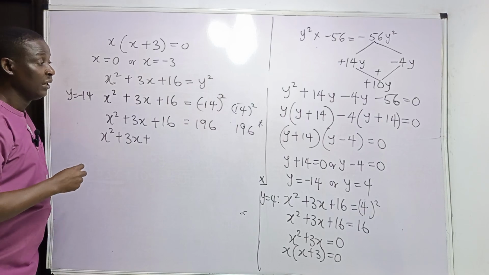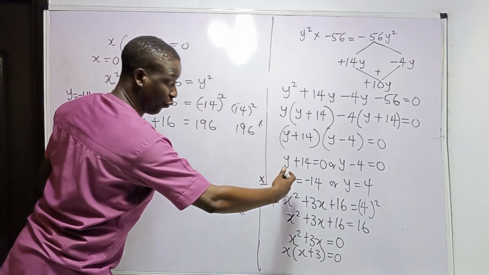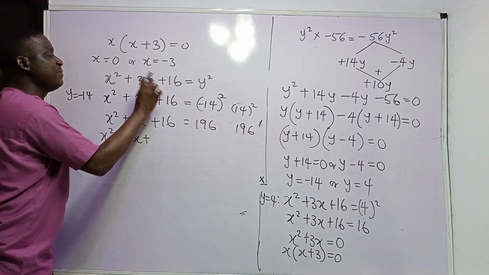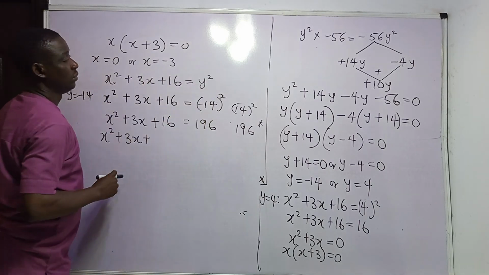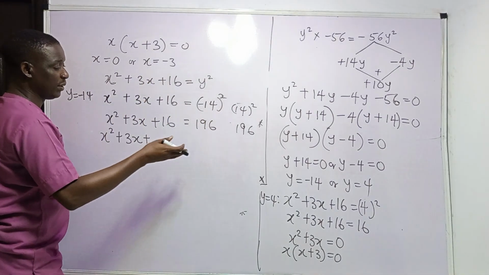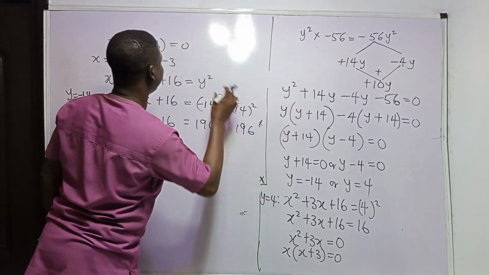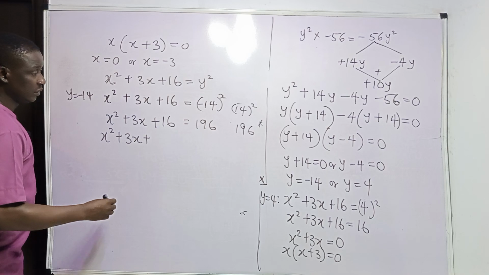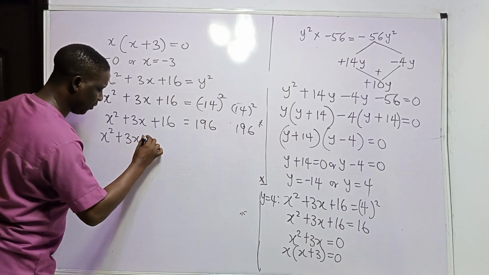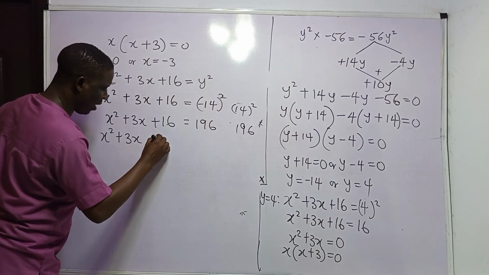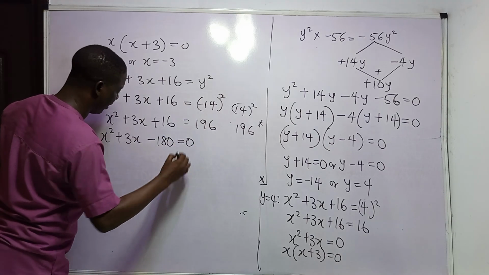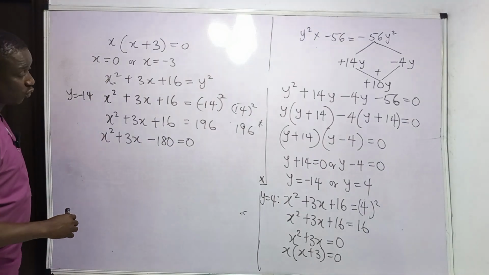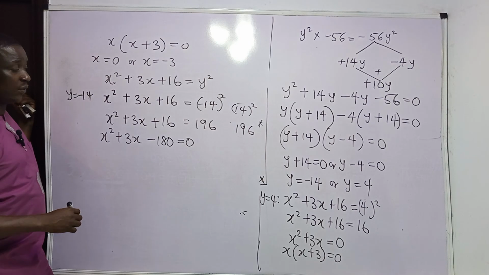equation given to us. So having gotten the two values of y, we now bring it back to the original equation. So we've used that first y to get two values of x. Now we are using the second value. Now this one will now give us what? Minus 180 equal to 0.